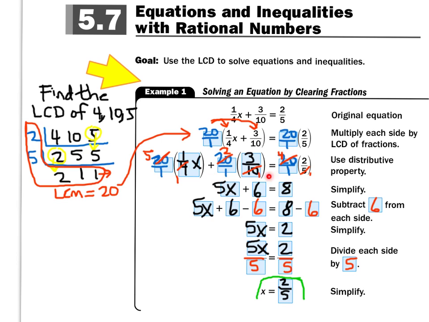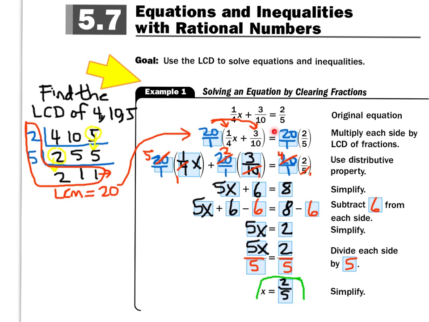Now I showed you the long way here, but pretty soon when you get good at this, you can do a lot of it in your head, and I'll show you in class. But here's what's going on. See the 4 and the 20? They cancel out. 4 goes into 20 5 times, so that gives me 5x. Then I bring down the plus, and then look at the 10 and the 20. 10 goes into 20 2 times, so 2 times 3 gives me 6. Then I bring down the equal sign, and then look at the 5 and the 20 over here. 5 goes into 20 4 times. 4 times 2 gives me 8.